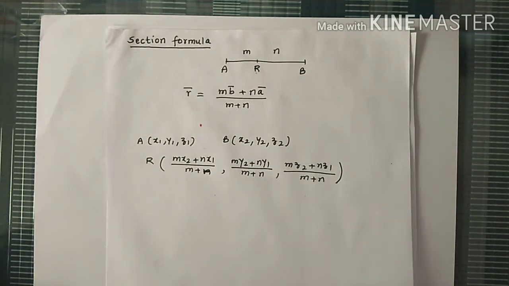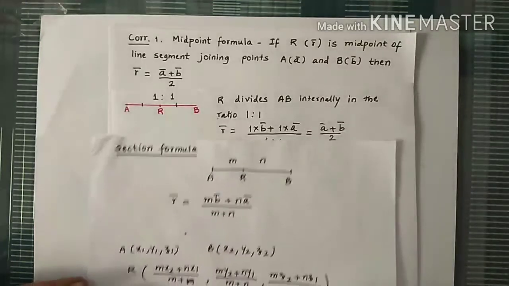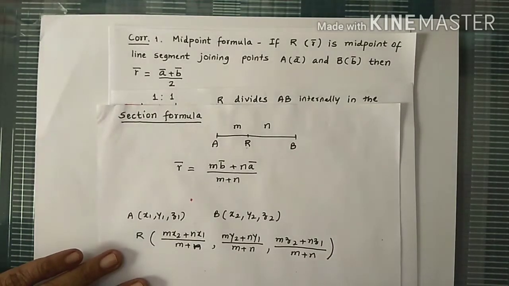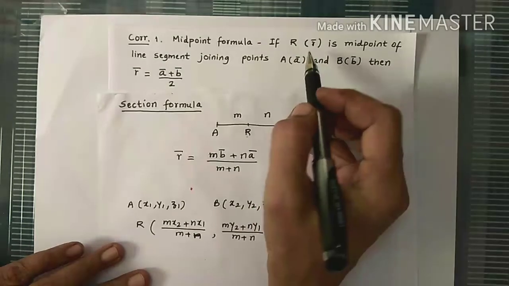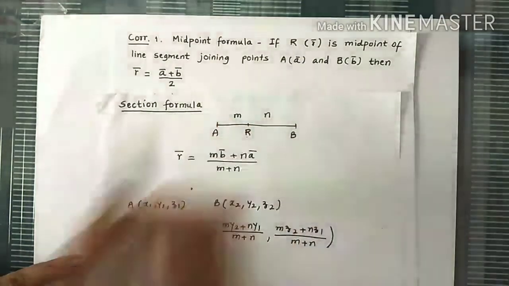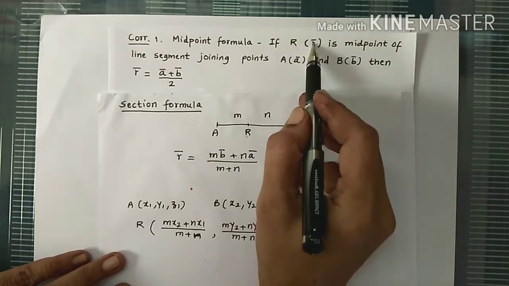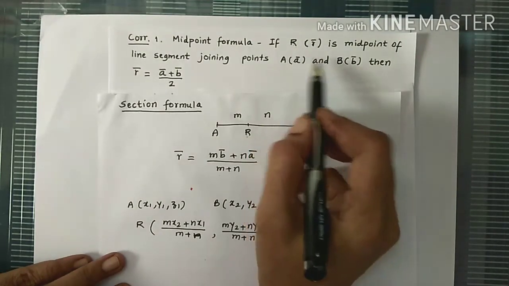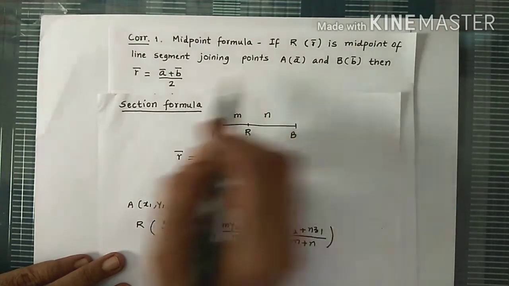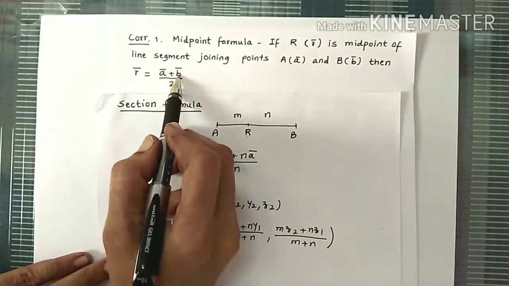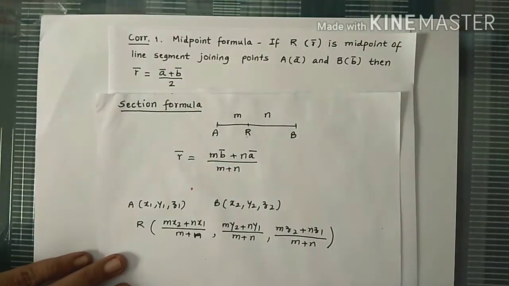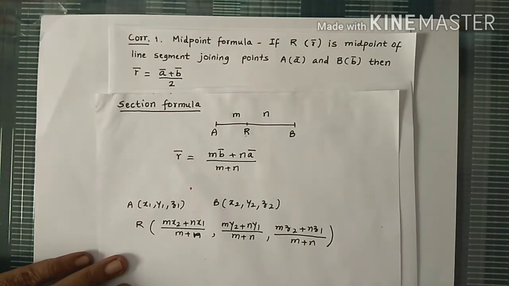So first corollary is midpoint formula. So what is midpoint formula? Midpoint formula is: if a point R is midpoint of AB and position vector of R is R bar, position vector of A is A bar, and position vector of B is B bar, then R bar is (A bar plus B bar) upon 2. Earlier we have used this formula to solve some questions. Now using section formula, let's prove this.